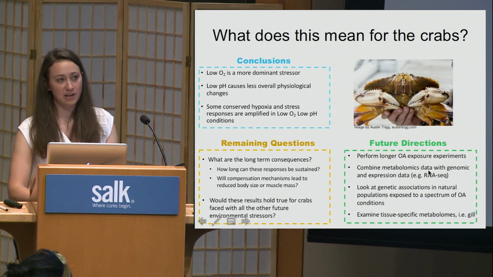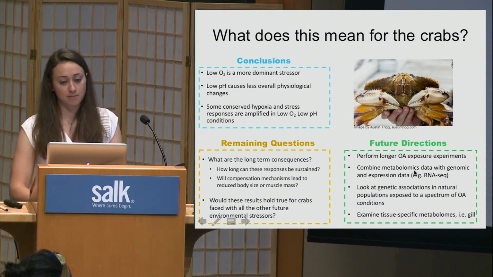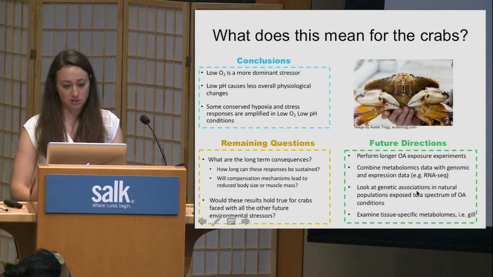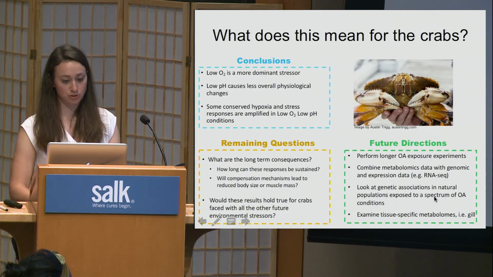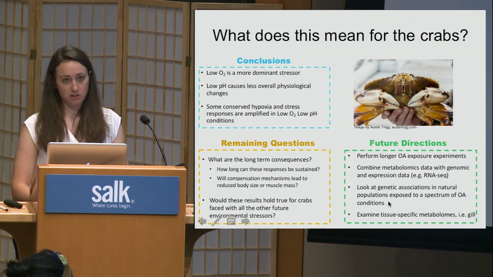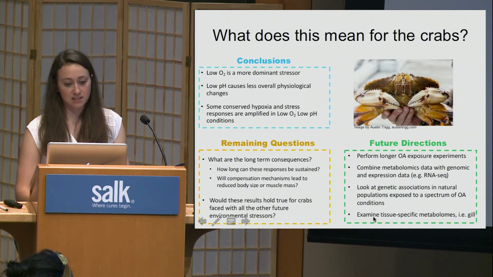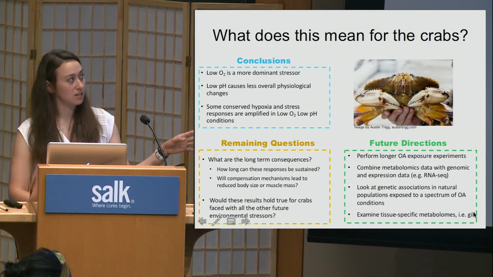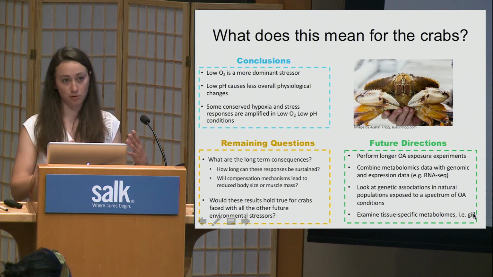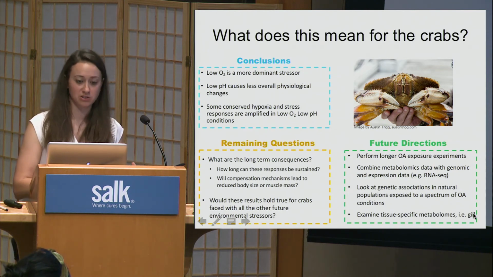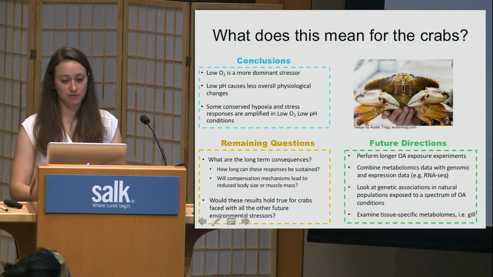So some follow-up work is to perform longer ocean acidification experiments, combine metabolomics data with genomic and expression data, and look at genetic associations in natural populations exposed to a spectrum of ocean acidification conditions. That way we can link what genes might be underlying these physiological responses, and then examine tissue-specific metabolomes like the gill. So this data was looking at the whole animal metabolome. If we just look at the gill, maybe we're going to see a stronger signal of the physiology that's happening in that tissue.